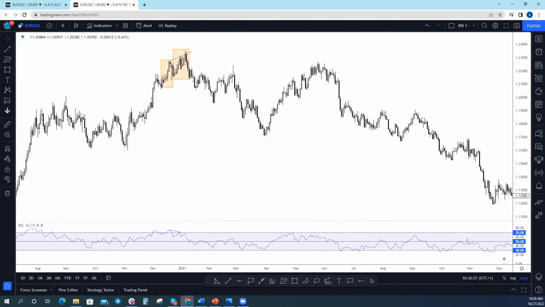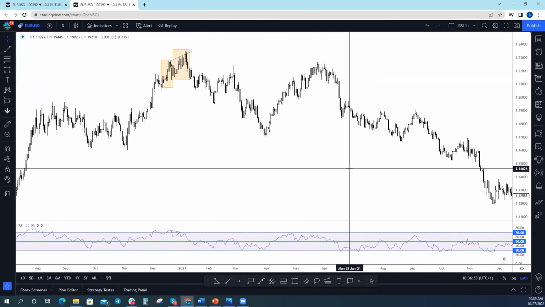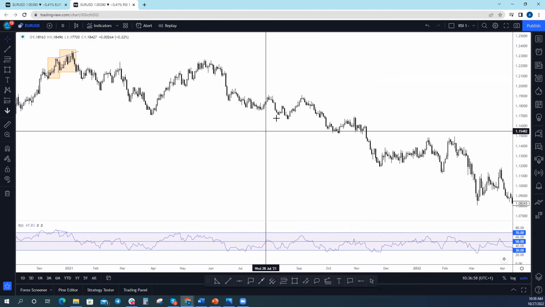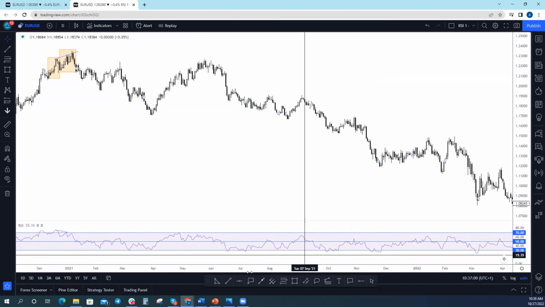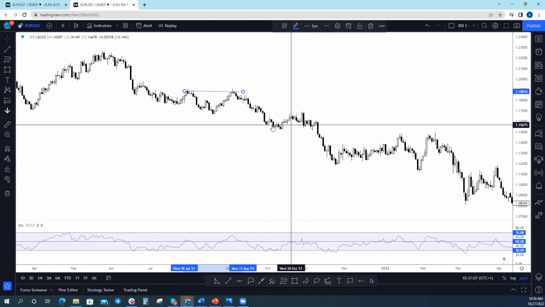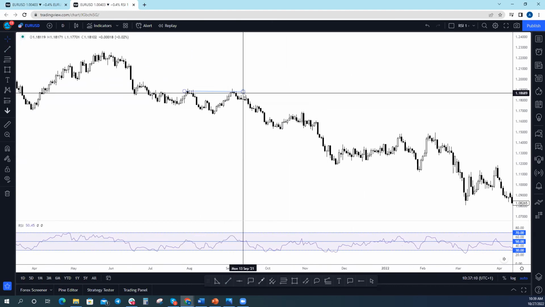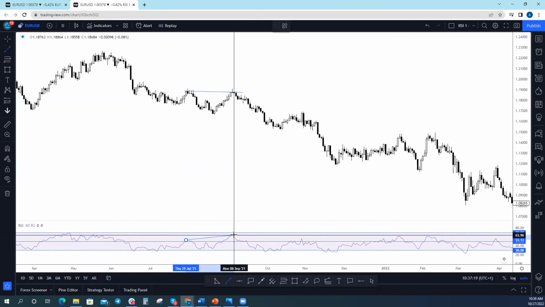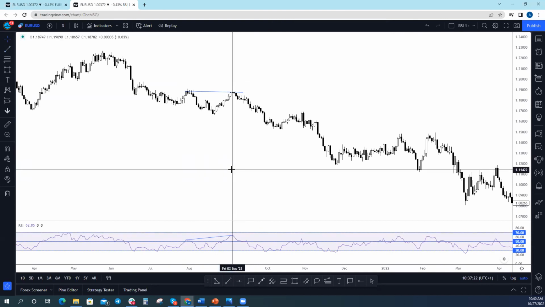So look, in terms of hidden divergence, we do have one here in August. I think it was August here. Here we go. Now, I hope you guys can see this. Closing price to closing price. All right, so let me just pull that down a bit. Let's go to the closing price there. Closing price to closing price. But on the indicator, we have what? We have a higher high. Remember from that slide, this is hidden bearish divergence.